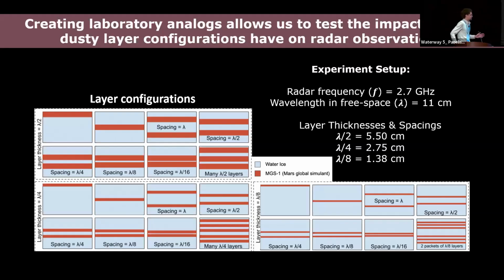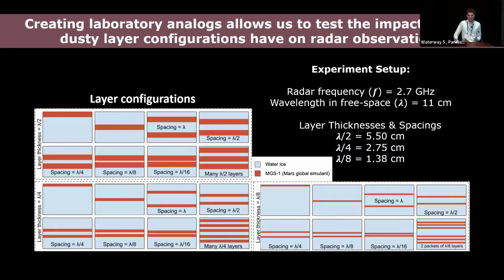And we use this 11 centimeters as sort of a starting point or a guide to develop our layer thicknesses. So as you can see in the top left here, we have thicknesses of 1/2 wavelength, which is around 5.5 centimeters. And then we have 1/4 wavelength, which is 2.75 centimeters, and then 1/8 wavelength, which is around 1.38 centimeter thicknesses. And so these dust layers we see here, they're not 100% dust. That is because of the porosity of the regolith. And so these layers here in red are around 50 to 55% dust and the rest water ice.